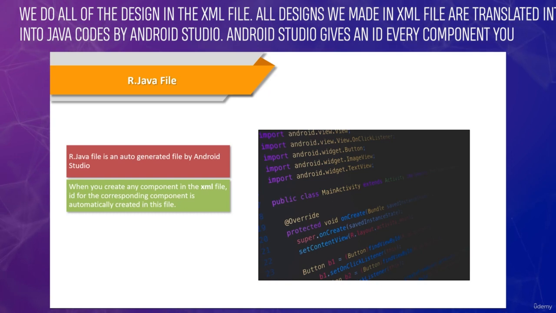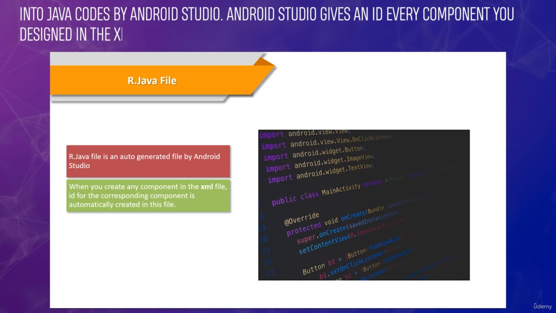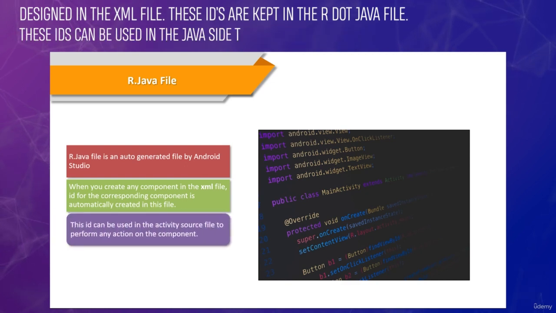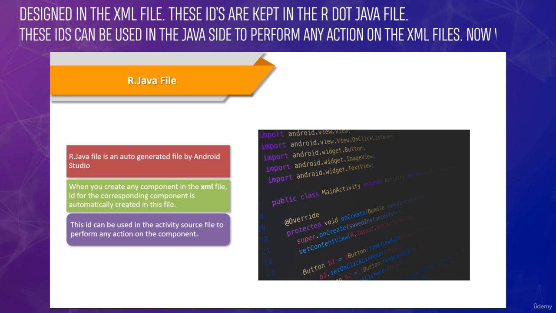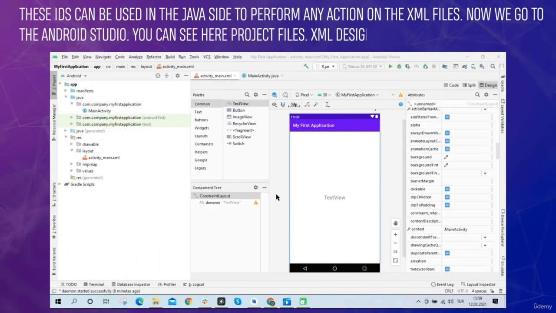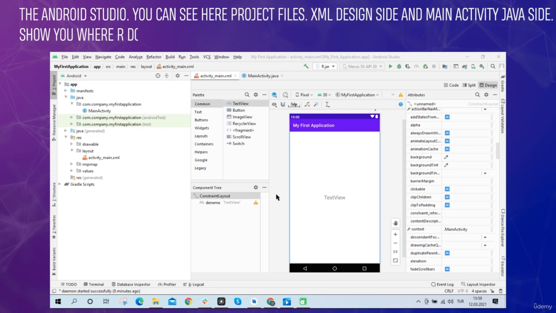So Android Studio gives an ID to every component that you've designed in the XML file. And then these IDs are kept in the R.java file. These IDs can be used on the Java side to perform any action on your XML files. So now we'll go to Android Studio, and you can see here the project files, XML design side, as well as the main activity on the Java side.